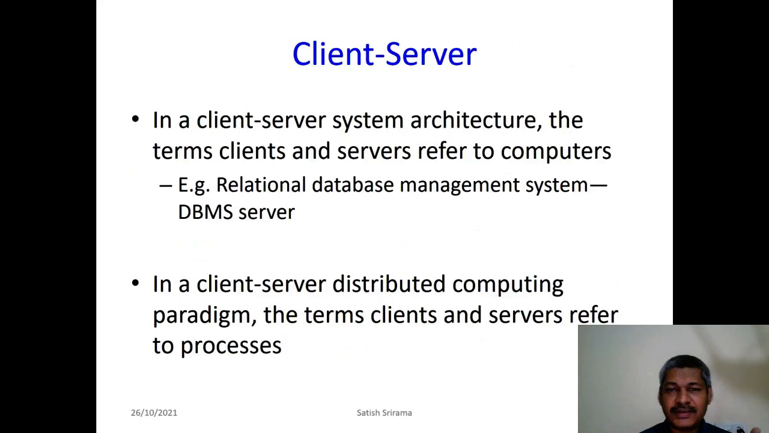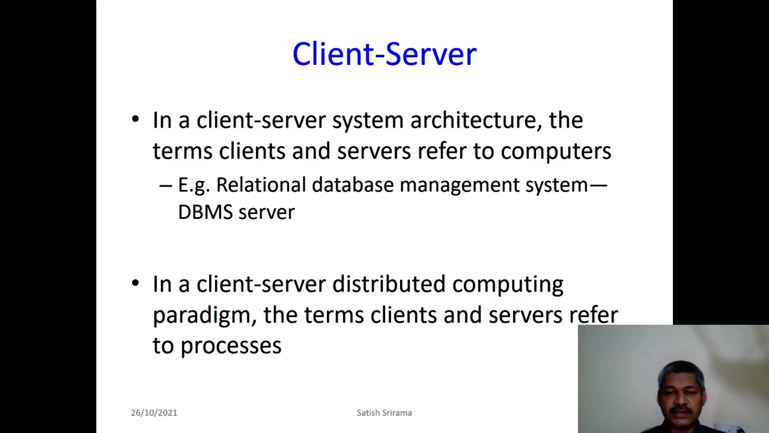Client-server as a keyword has been used extensively, in different contexts. It clutters things and can confuse you a lot. If you are thinking in terms of system architecture, and you are talking about client-server, then you are talking about computers. For example, in client-server architecture, 3-tier architecture or n-tier architecture, the clients and servers we are talking about are computers.